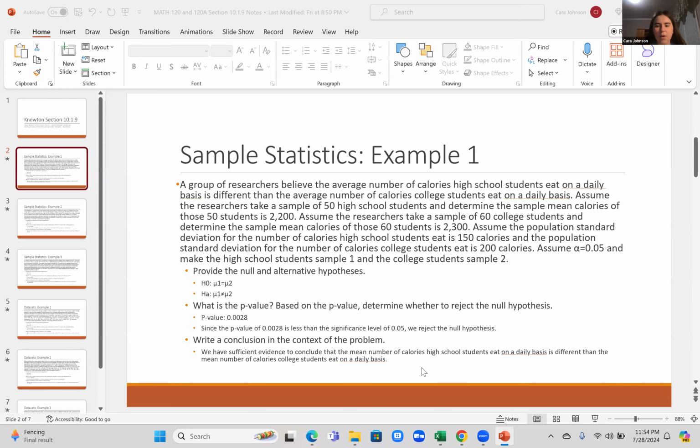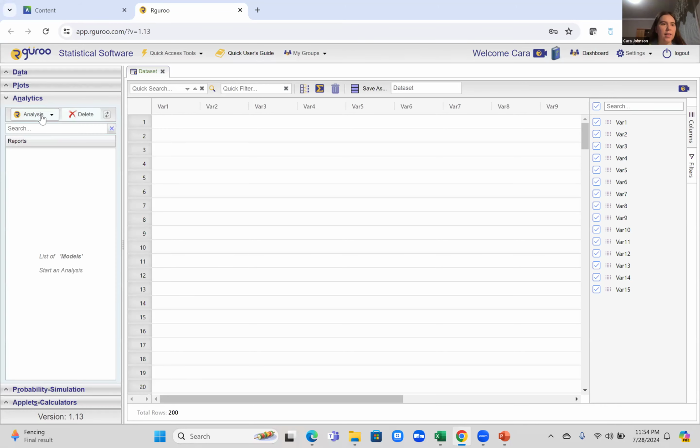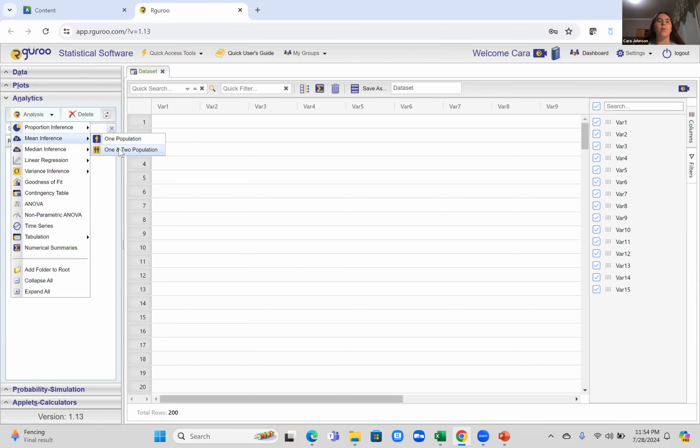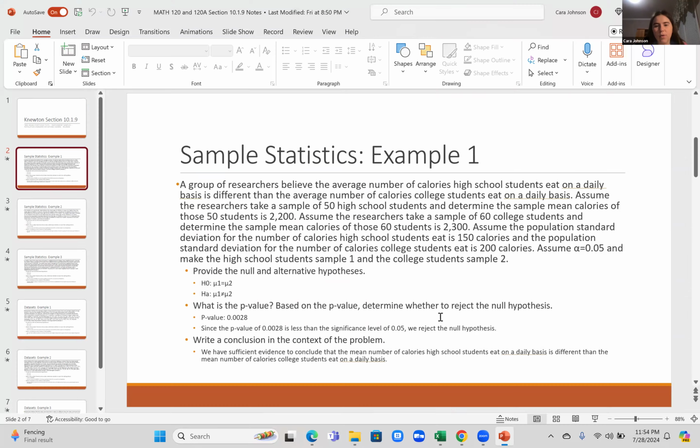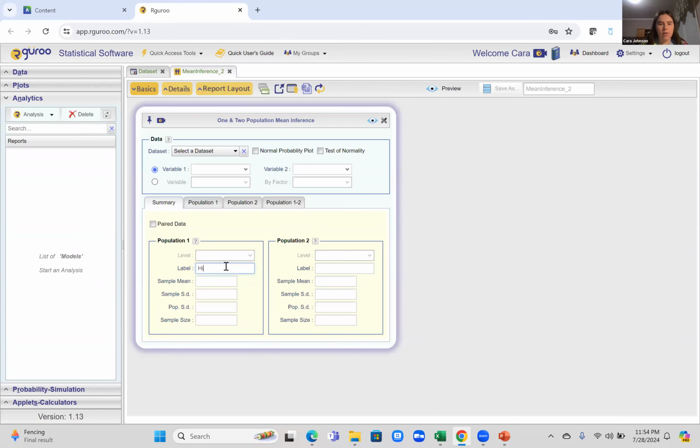So let's go to our Rguroo and put all this in here. So it's going to be analytics, analysis, mean inference, 1 and 2 population. I'm going to select my data set. Oh, there's no data set. Sorry, hold on. Okay, so never mind. I had to enter my information down here. So my label for my first sample was, I believe, high school. Yes, so high school calories we'll say. And then for sample 2, we'll use college calories.